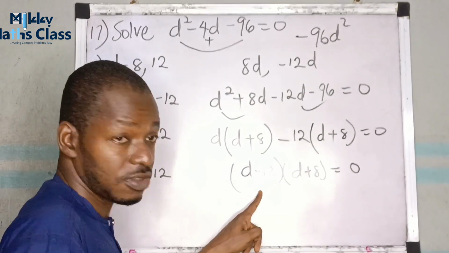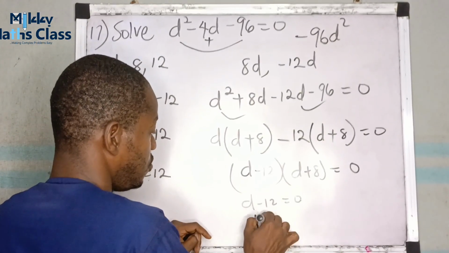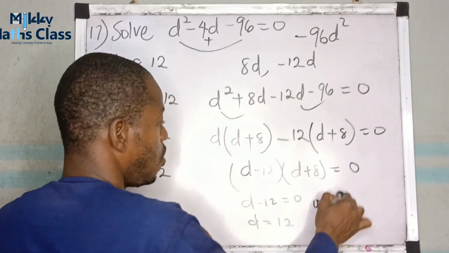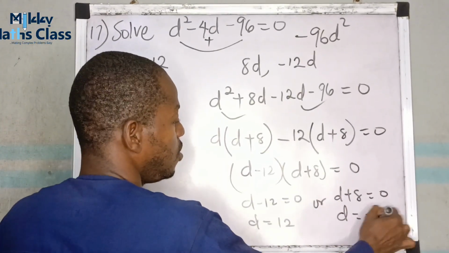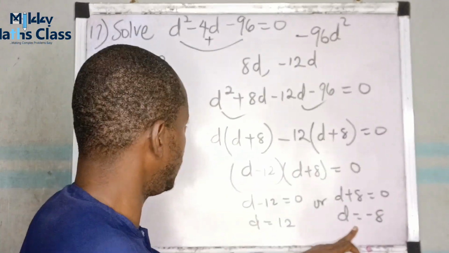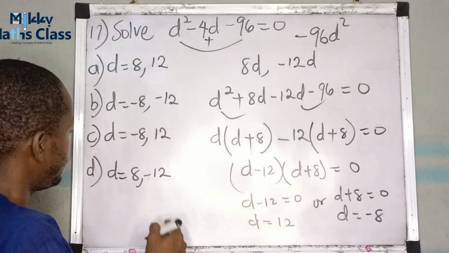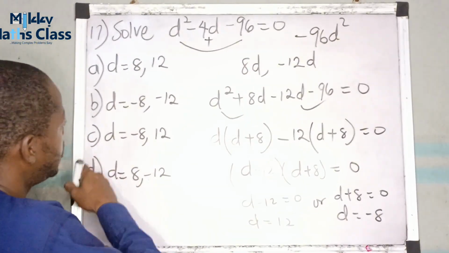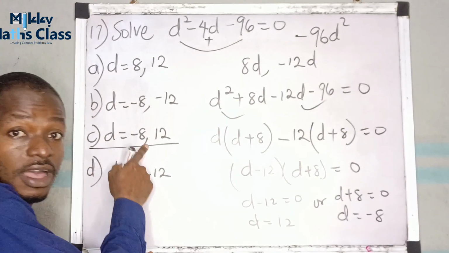So when you solve for this, that means d minus 12 equals 0. That means d is equal to 12. Or d plus 8 equals 0. That means d is equal to negative 8. So the two answers are negative 8 and 12, which is option C, negative 8 and 12.